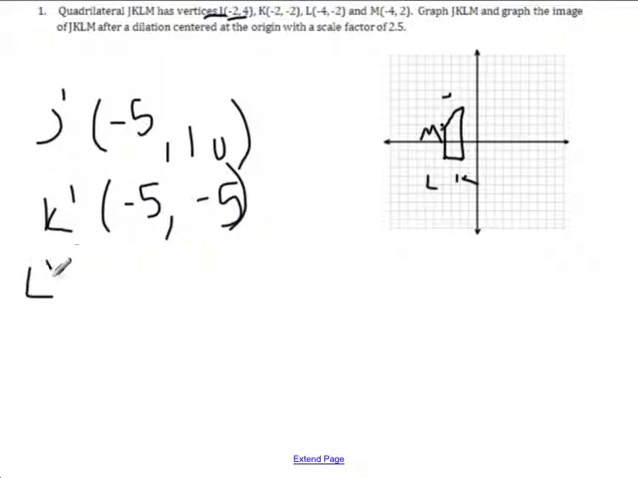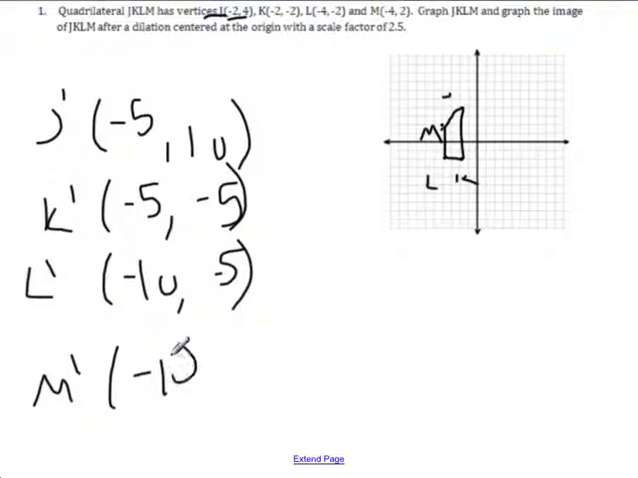Then taking a look at L. So L prime, -4 times 2.5 is -10, and -2 times 2.5 is -5. Then finally, for M prime, -4 times 2.5 is -10, and then 2 times 2.5 is going to be 5. So now we can go ahead and plot those points.